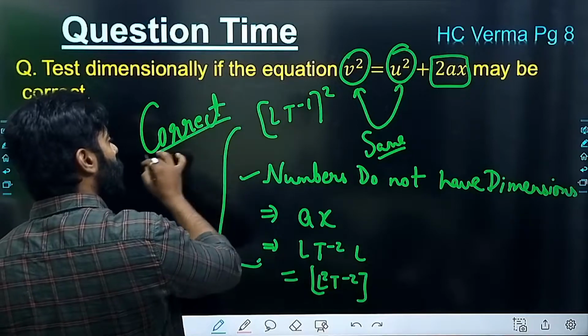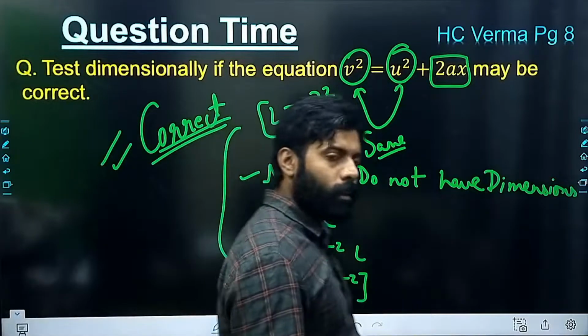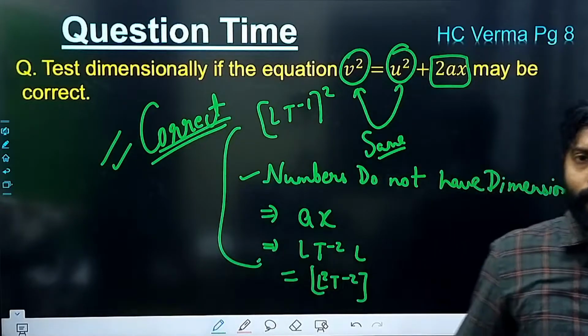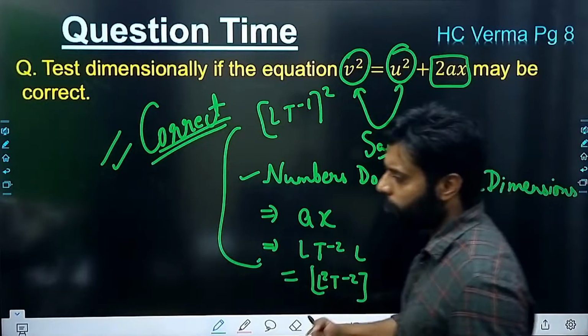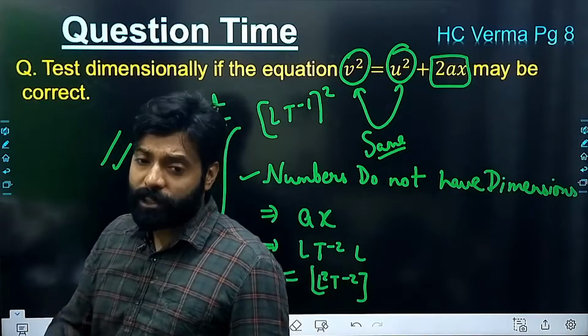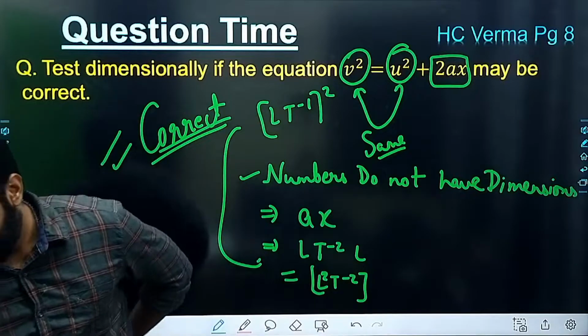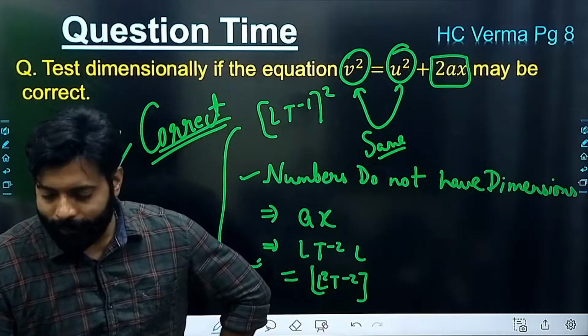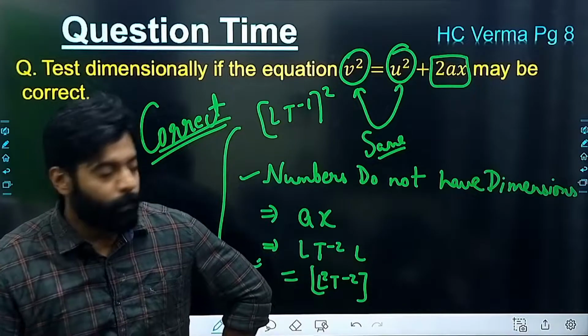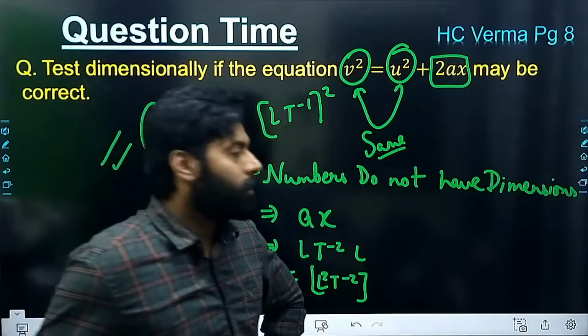This is dimensionally correct. But we can't say that if an equation is dimensionally correct, it must be correct. But if it is dimensionally wrong, then it must be wrong. This is 100% correct. If it is dimensionally wrong, then it will be wrong, right? Okay, let's move.